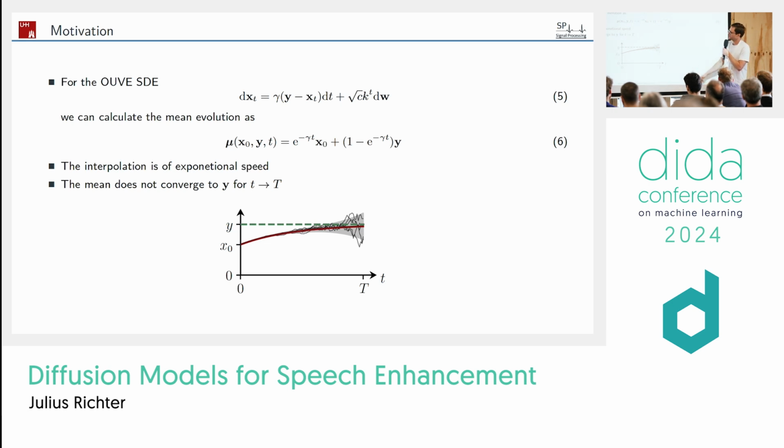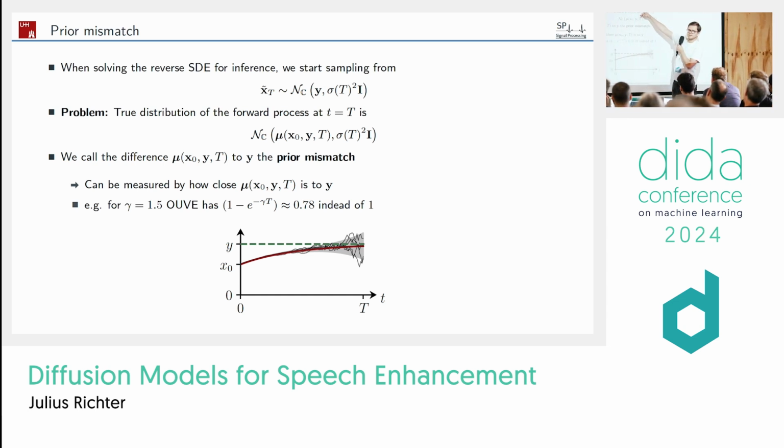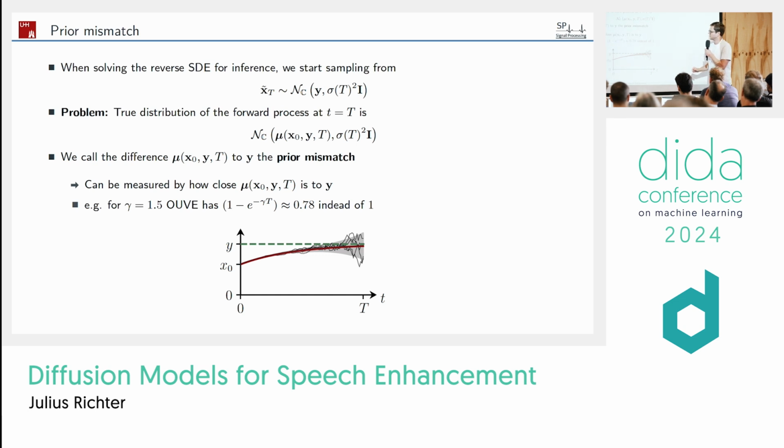And the most crucial point is that you never reach y, because it's an exponential function, so it only asymptotically goes towards y. And this could be a problem, because in the reverse process, we start sampling around y, but in the forward process, we end at a point which is not y yet. So we call this difference the prior mismatch. And for example, for the term we have used for gamma in this exponential function, we actually see we are quite far away from 1. So we are at 7.8. Maybe it's not correctly visualized here, but we are really not at y.